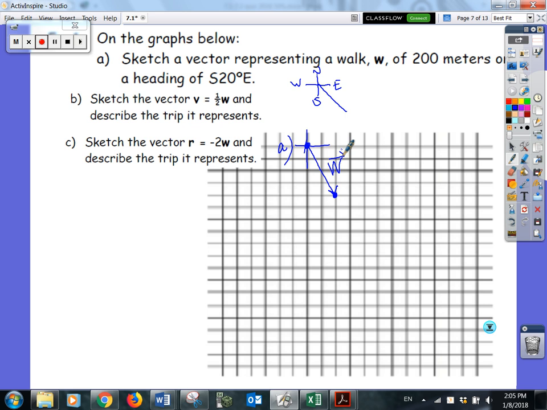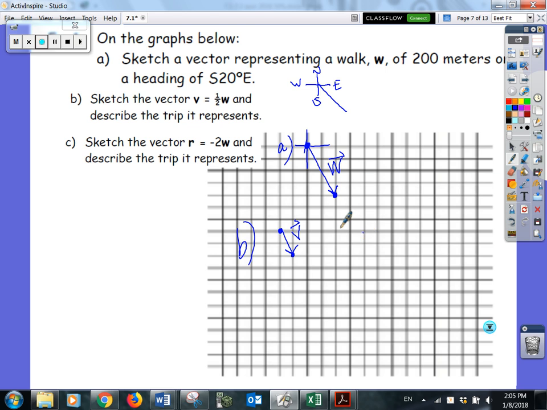So now we sketch vector V, which is half of W. So letter B, we're going to take this vector and just cut it in half. So we just have to have a starting point. So now is where we're going to count. So 1, 2, 3, 4. I went down 4 and right 2. So if I want to do half of that, that's down 2 and right 1. So there is vector V. Now if your point was 5 and 2, you would go down 2 and a half and over 1.